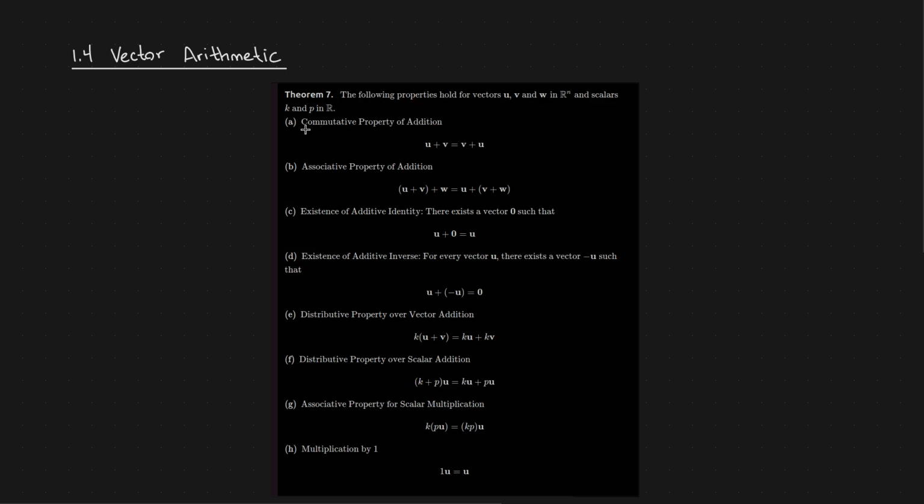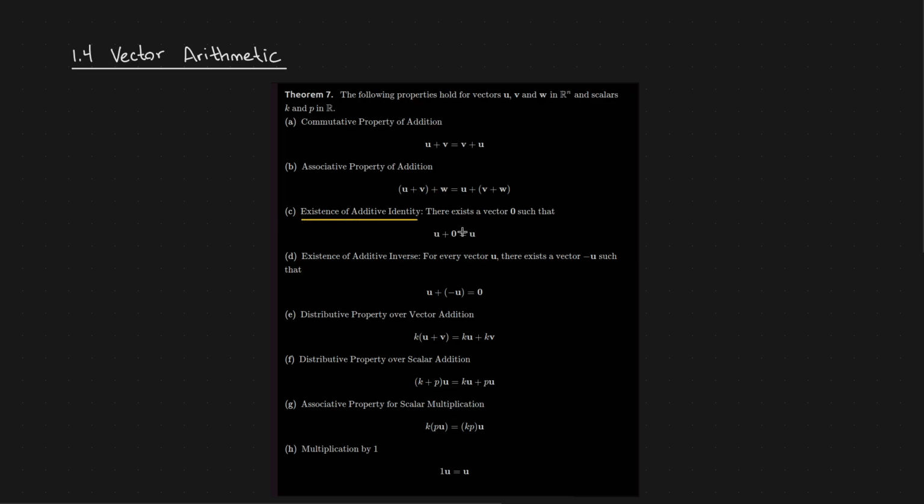So the first property we have is the commutative property of addition. We already discussed this one a little bit in a previous video. This means that if we add two vectors, u plus v, any two vectors, that's the same as adding v plus u. U and v commute. You could swap their places and get the same result. We have the associative property of addition. This means if you have u plus v plus w, it doesn't matter if you add u plus v first or if you add v plus w first.